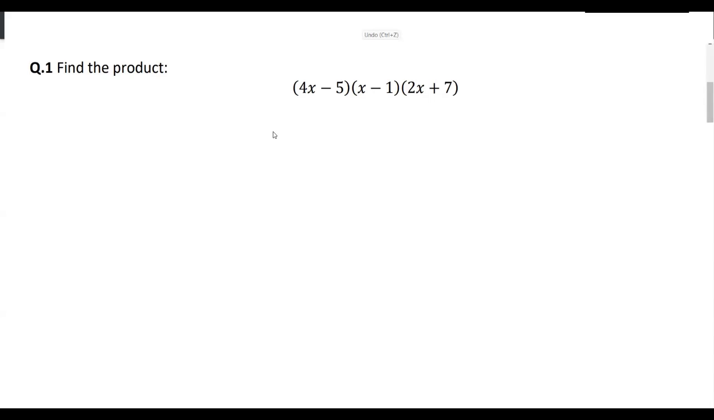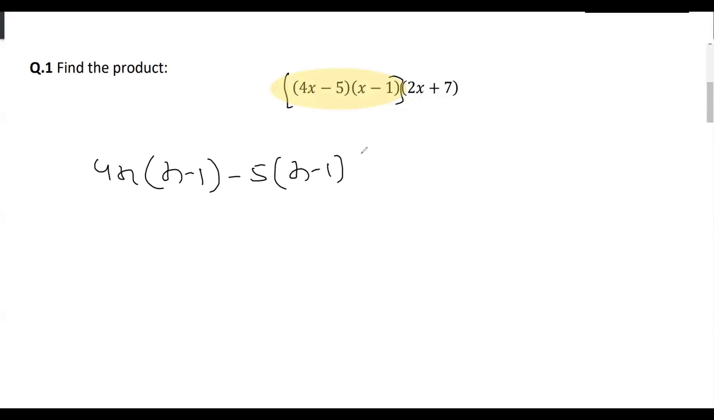Now, in this question, which is based on algebraic expression, we have to multiply these three binomials. The first thing we are going to do is to multiply any two of them. Let's say the first two. Using the distributive property, it's 4x multiplied by x minus 1 and minus 5 multiplied by x minus 1. And lastly, 2x plus 7 will be outside the bracket.